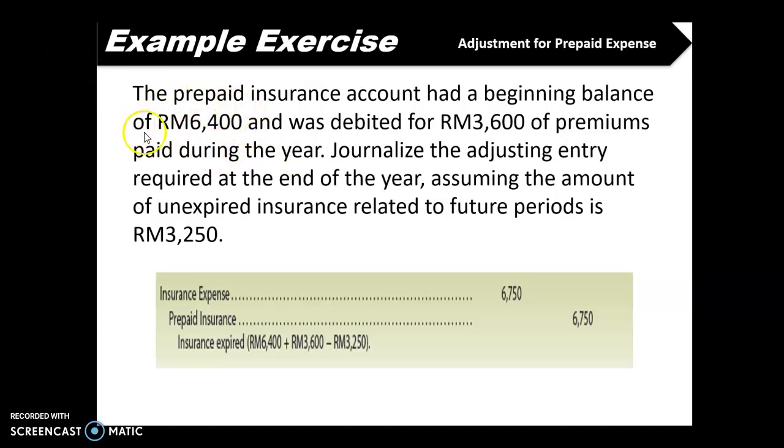Okay, so it's mentioned that the beginning figure is 6,400. Okay, and then we bought or we renewed the insurance, so we have paid 3,600. Okay, and the amount unexpired mentioned is 3,250. So this is the asset, the others are expired. Okay, so this is how you calculate the expired amount.